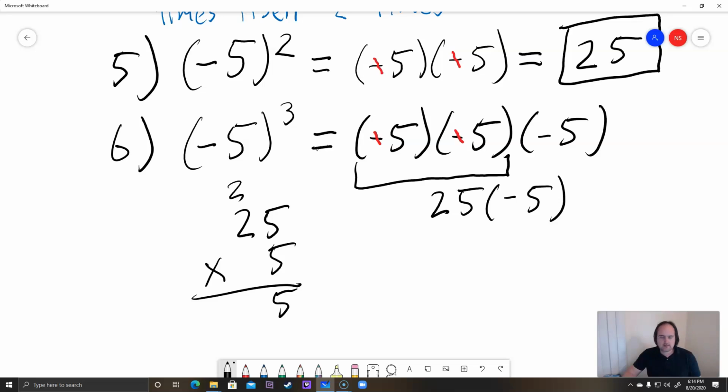Carry the 2. That's Max walking in front of the camera. He's being troublesome.